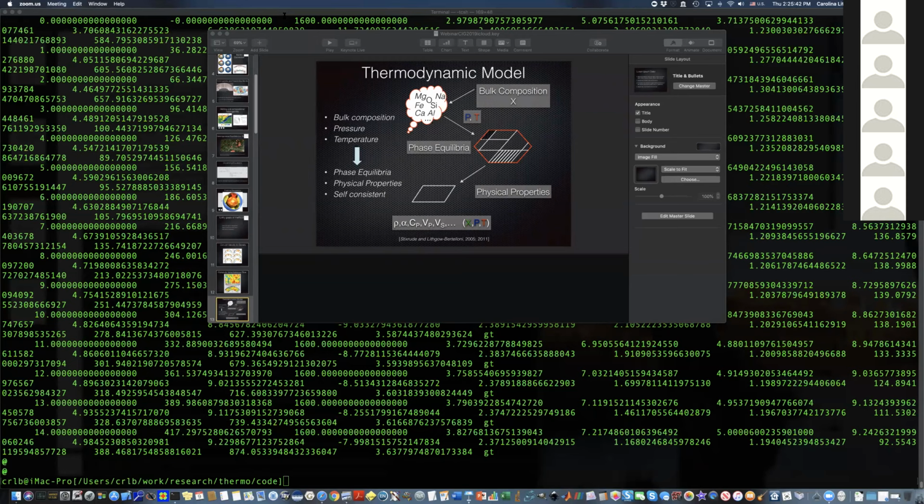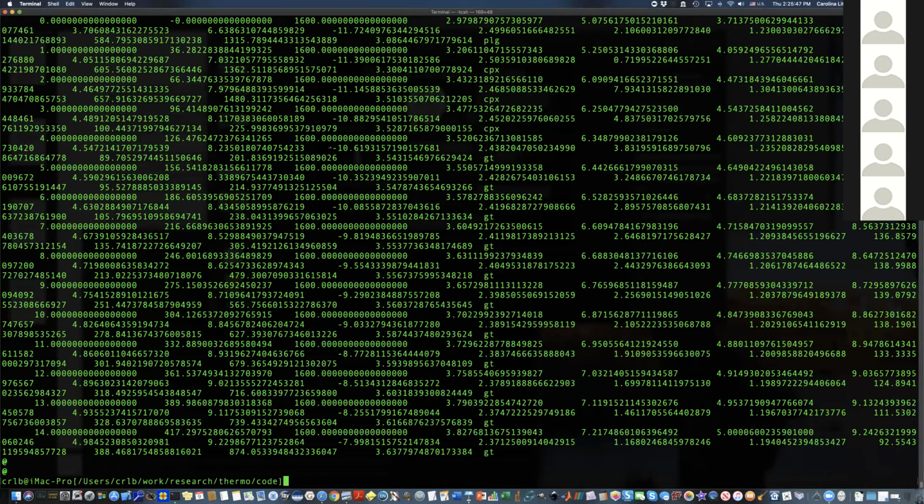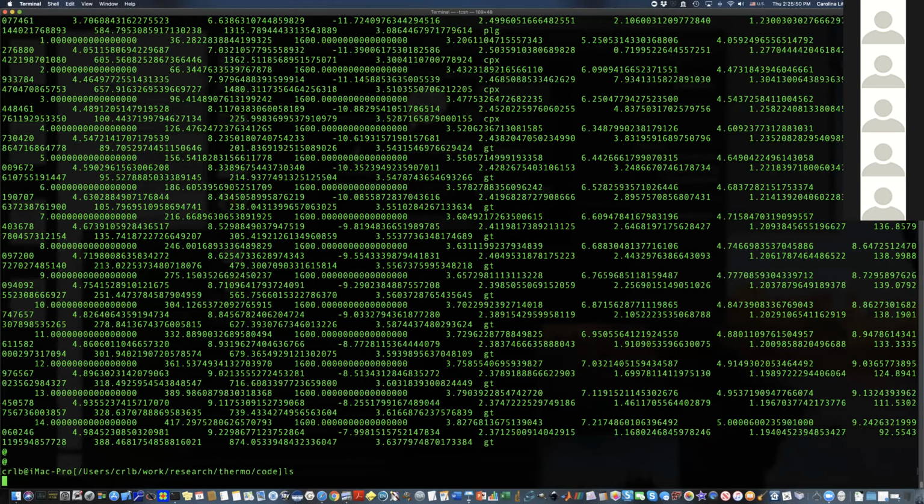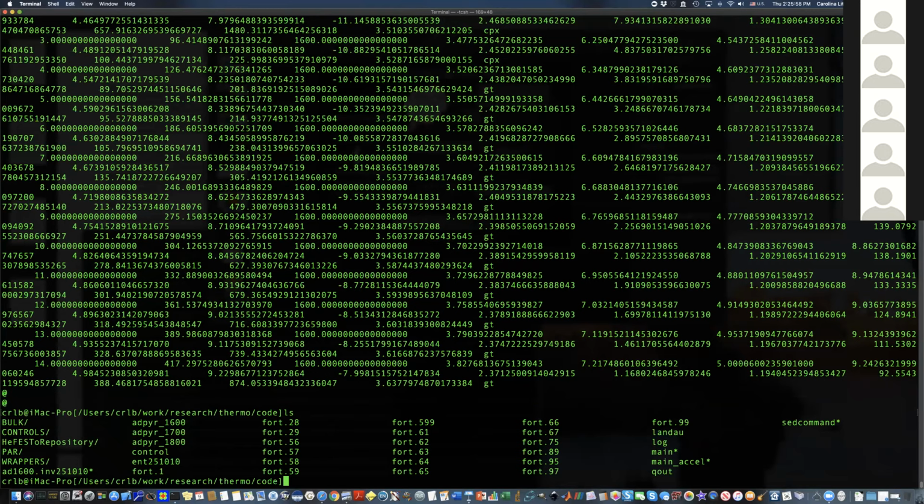So, okay. So I want to show you once the code is compiled. So just a second, and then I'll go back to the presentation. Okay. So as I said, the code is in GitHub, okay? So there's the HeFESTO repository. You can see it on the left-hand side over here, right? Okay. And you'll see some other things in here.